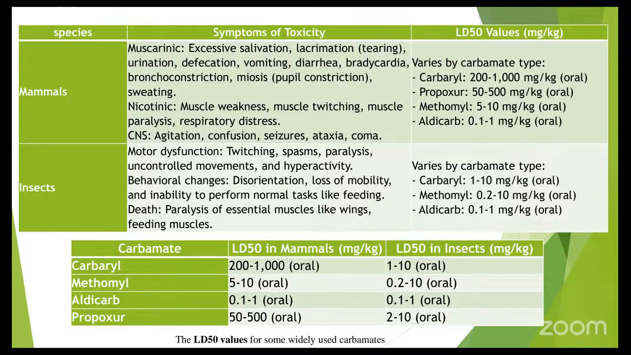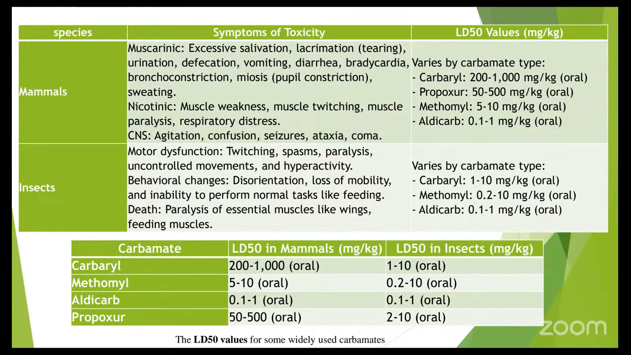Methomyl is very toxic, as even 5 to 10 mg per kg can cause LD50. Aldicarb is extremely toxic, where only 0.1 to 1 mg per kg is tolerated, and that too causes the LD50, the lethal dose 50.